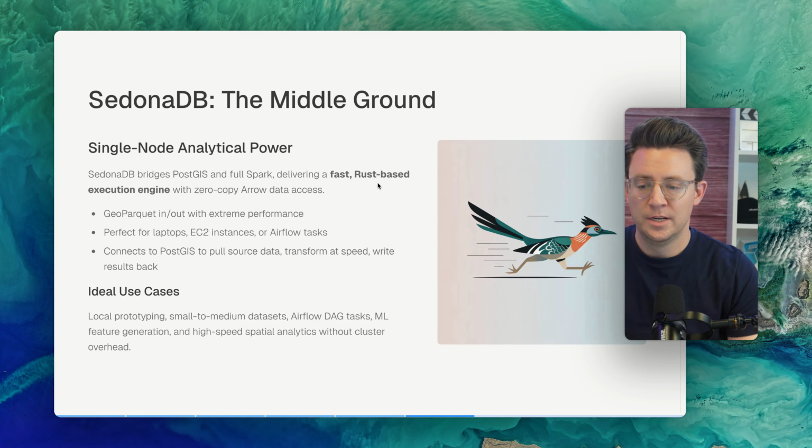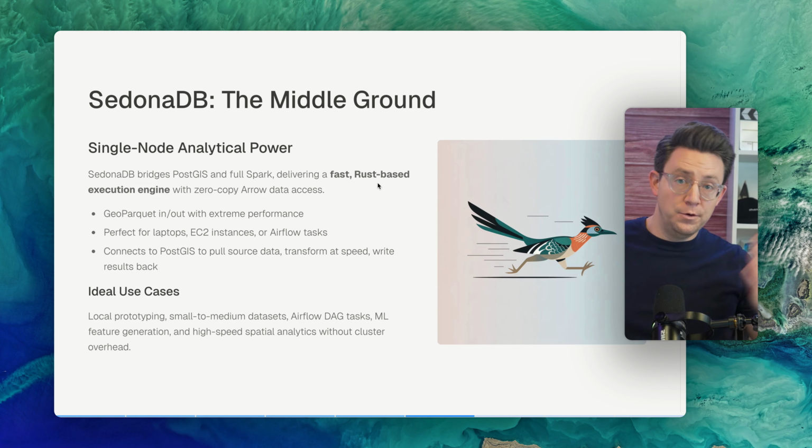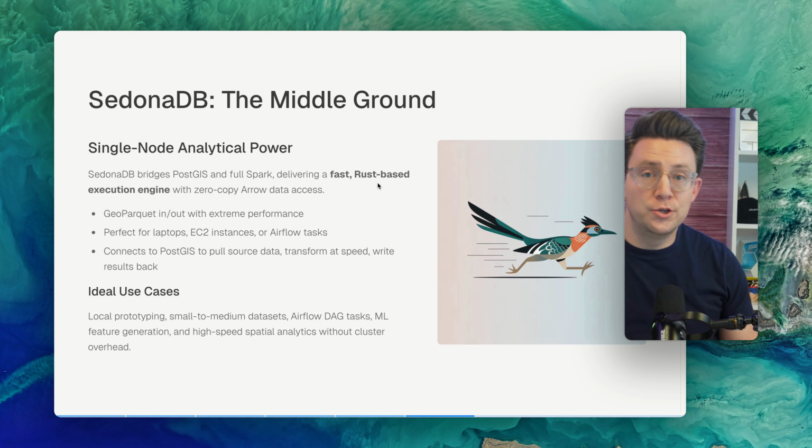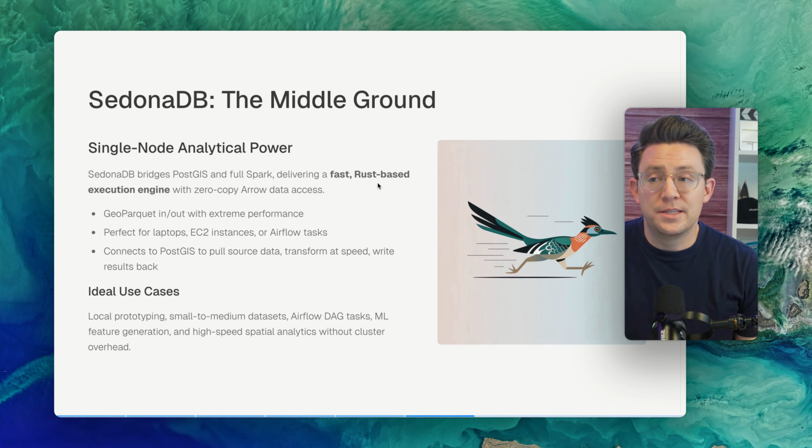It's based on Apache DataFusion, which is the Rust engine of it, and allows you to do a lot of the basics that you can do with Apache Sedona. So it's GeoParquet in and out. It's great for laptops, even EC2 instances and in-memory type of things, even Airflow tasks and transformation. It's really focused on spatial specifically, so doing fast things like KNN joins, and writing and reading GeoParquet files. It has interoperability with GeoPandas, and it can connect into PostGIS and pull in data or write data back out.